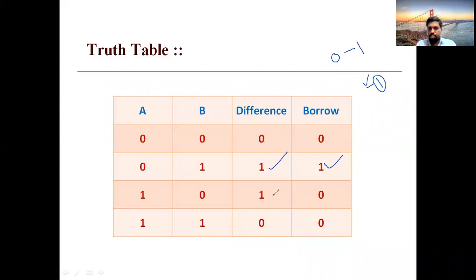Next, 1 minus 0 is 1, no borrow. 1 minus 1 is 0, no borrow. So only you should be careful in this condition. Okay, 0 minus 1 is nothing but minus 1 is the answer. So 1 will be the difference and minus will be the borrow value.